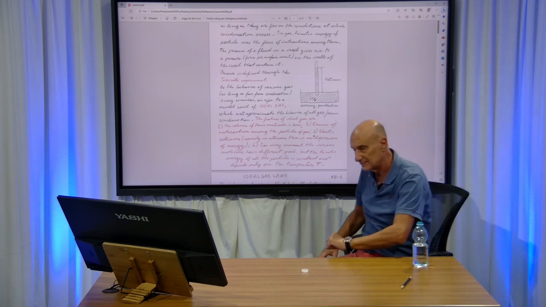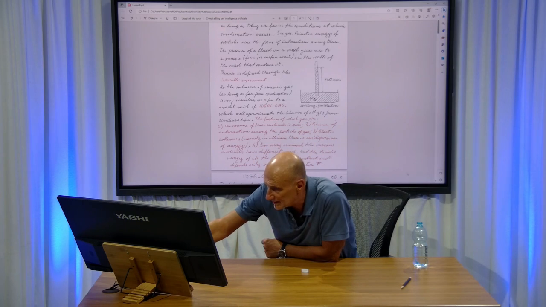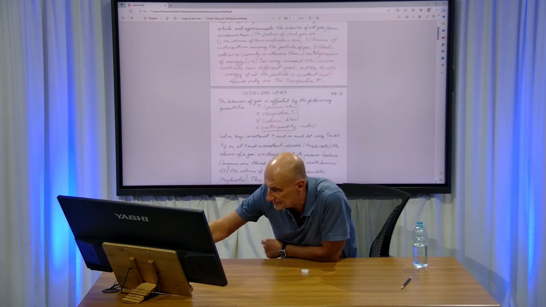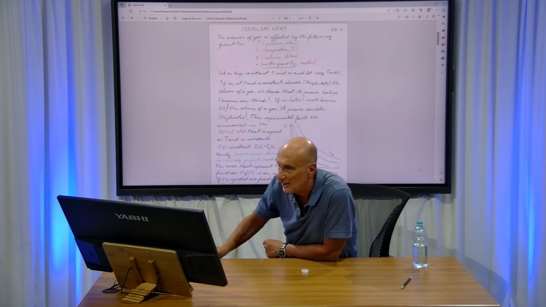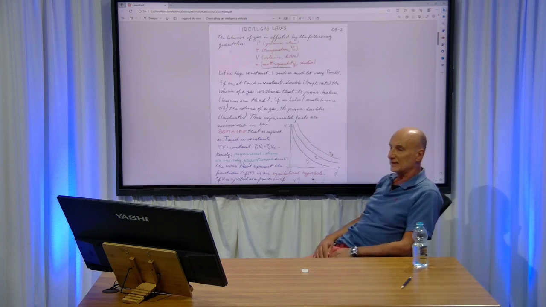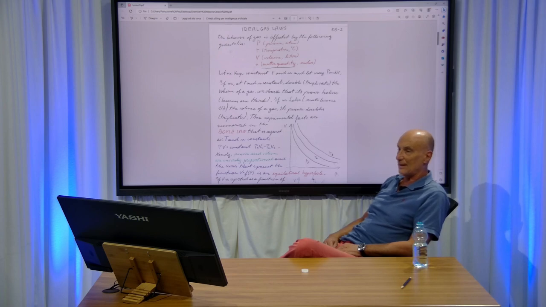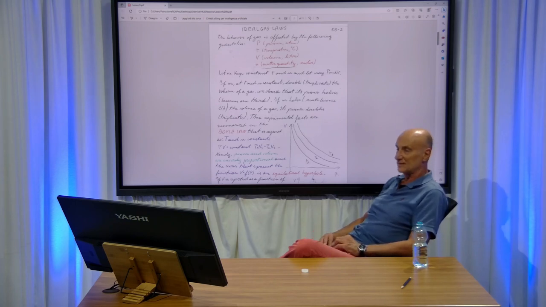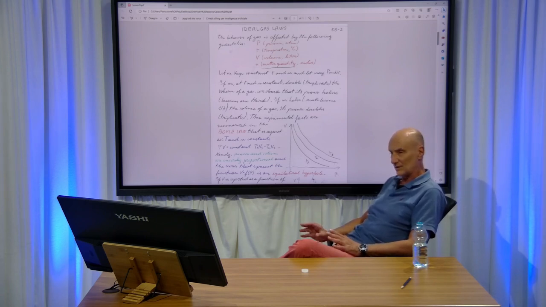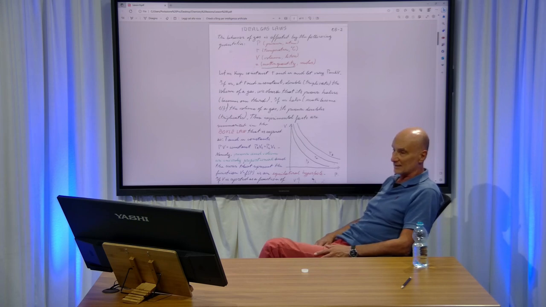Now, let's see the law of ideal gas. Well, the behavior of a gas is affected by these quantities: the pressure, which is measured in atmospheres, the temperature, which is measured in degrees Celsius. In a few minutes, we will see that it is measured in another kind of degree, which is a little bit different, but very similar to degrees Celsius. The value of volume is reported in liters.